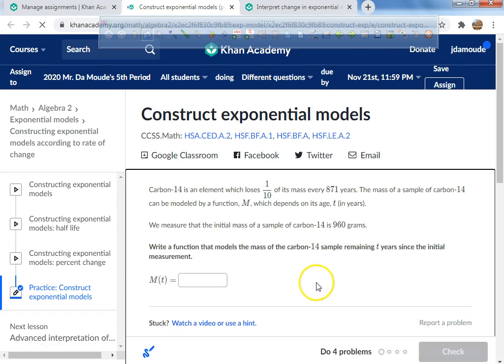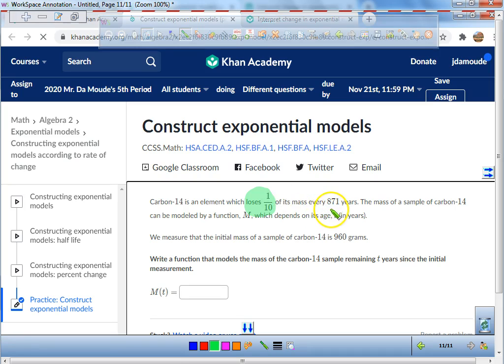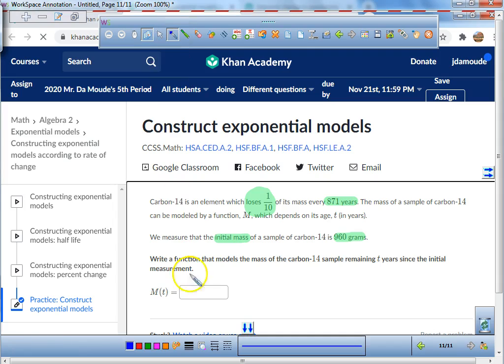Okay? Holy cow. We've got a carbon-14 element which is losing what? 1/10. Now, guys, if it's losing 1/10, what is it keeping? 9/10. So if it's losing 1/10, it's keeping 9/10. Every how many years? 871 years. And what are we starting with? Initial mass of 960. So what's our initial amount that I'm going to write in right here? 960. Very good. I'll put 960.